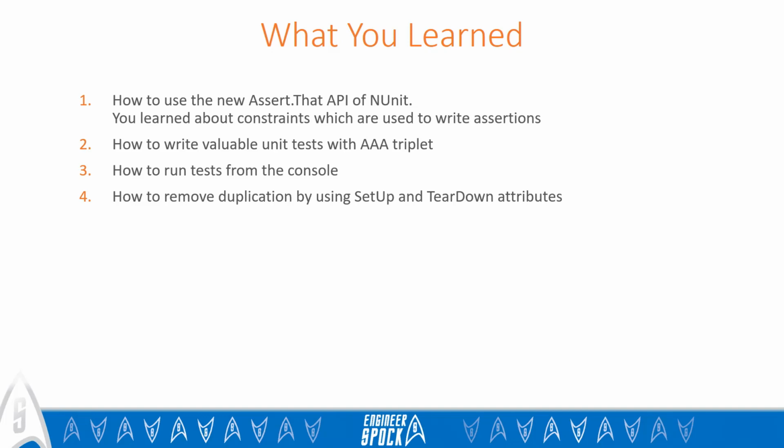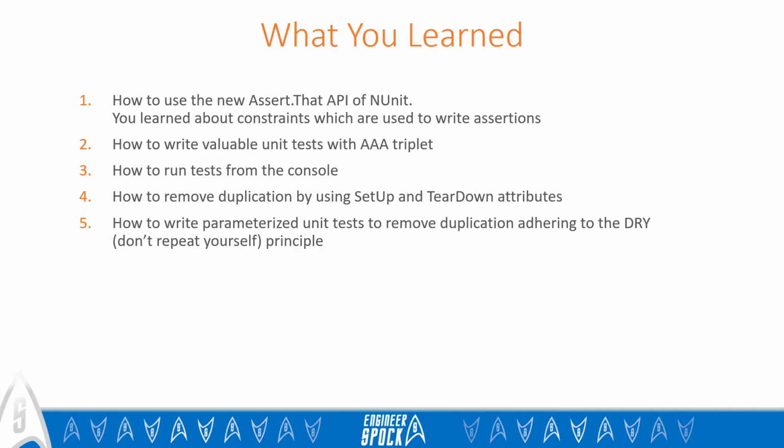How to remove duplication by using setup and teardown attributes. How to write parameterized unit tests to remove duplication adhering to the DRY principle, the so-called don't repeat yourself principle. How to ignore and group tests. Grouping can help you to track and organize unit tests to run them in specifically suited bunches. How to calculate test coverage in Visual Studio. Test coverage is an important metric, but high coverage doesn't guarantee that the software works correctly.